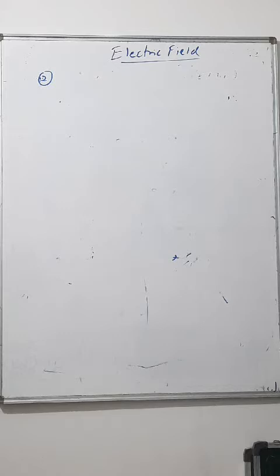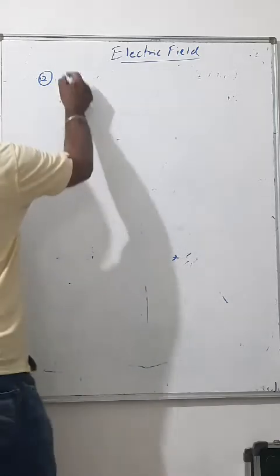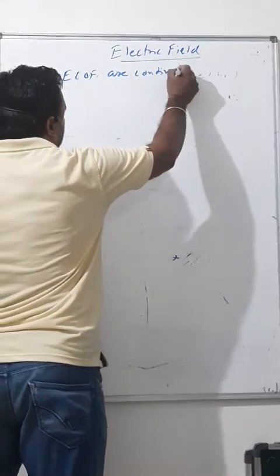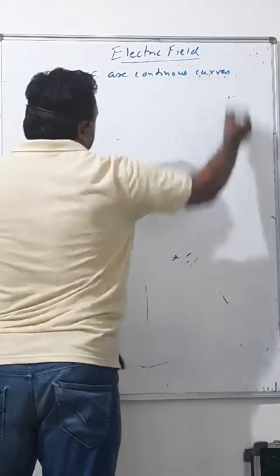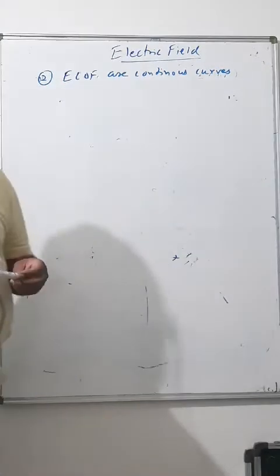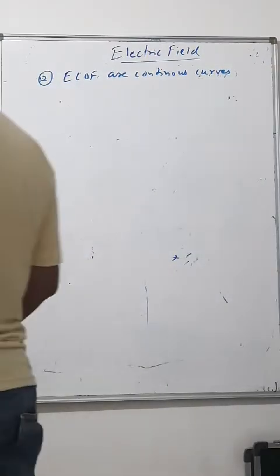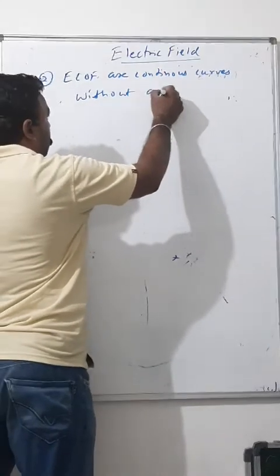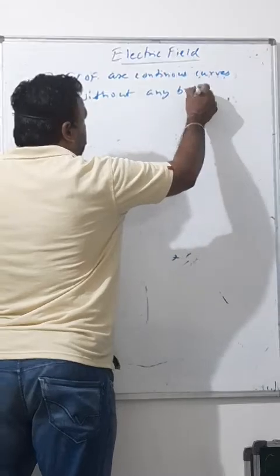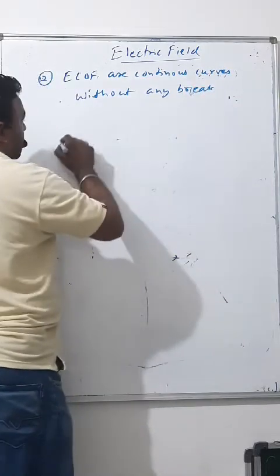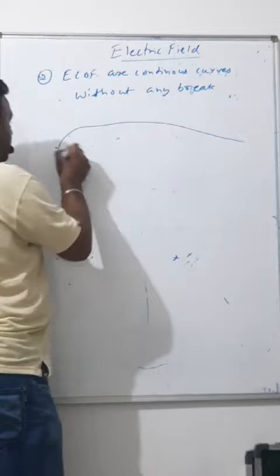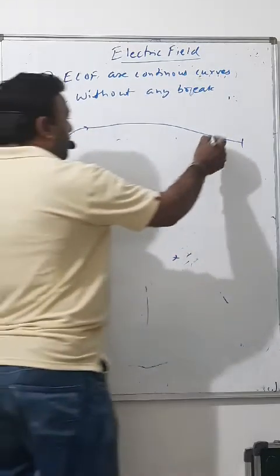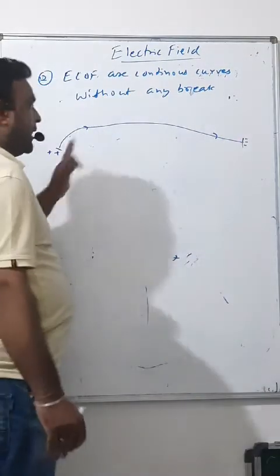Secondly, electric lines of force are continuous curves, right? Continuous curves without any break. If it goes like this, then from this point to this point, this will be certainly the positive side. It will go here to the negative side. Anywhere there is no breakage.